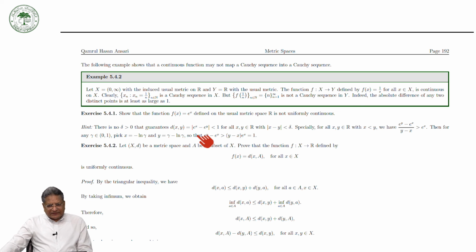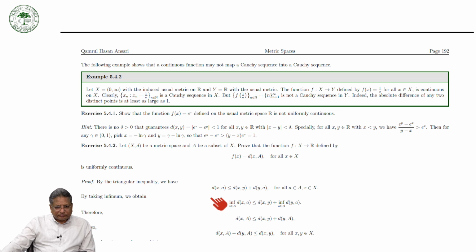Now, another exercise which is also very simple: if (X, d) is a metric space and A is a subset of X, then the function f from X to R defined by f(x) = d(x, A) is uniformly continuous. Of course, we have already proved that this function is continuous. Now we will have to prove that this function is uniformly continuous, and it's a very simple proof.